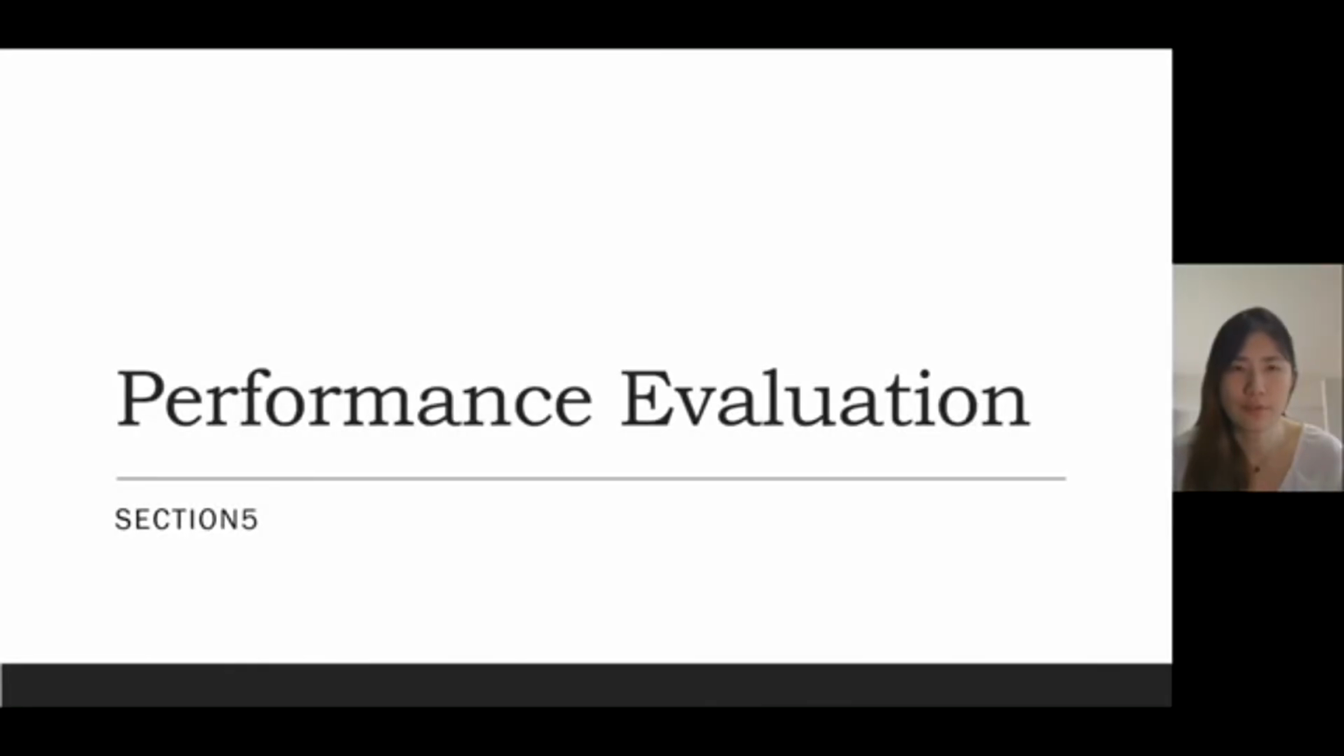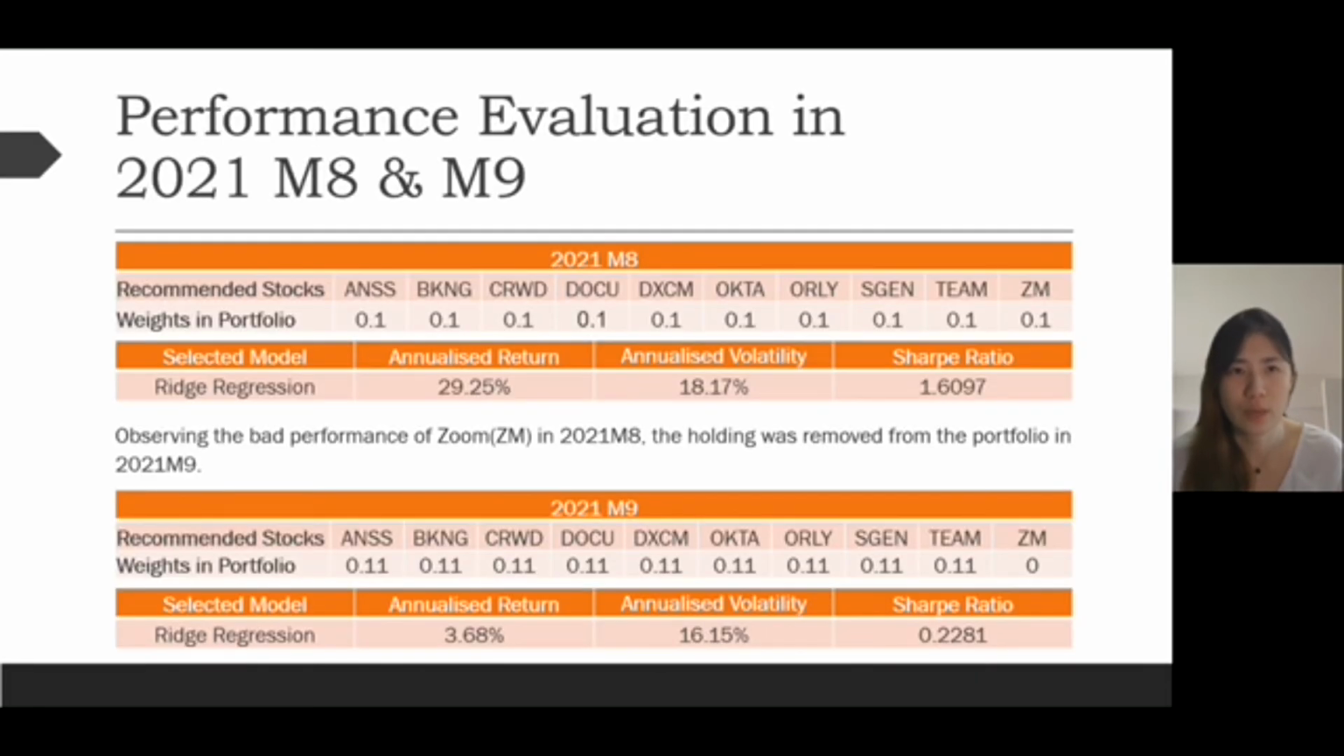Next, I'll be talking about the performance evaluation from August to October in 2021. Based on the financial ratios for Q1, we performed the stock selection and ranked the top 10 stocks with the highest return as below. In August, the portfolio weight is equally distributed. Our portfolio achieved a 29.25% of annualized return with the Sharpe ratio of 1.61.